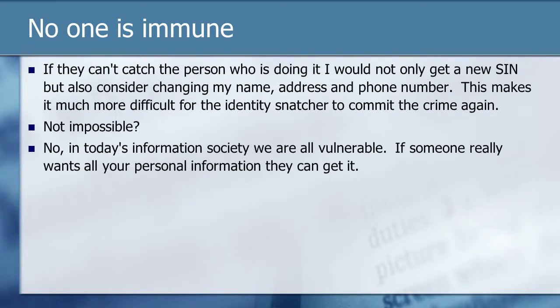So no one is immune to this type of thing, and if they can't catch the person, then a new SIN is the only way to take care of it. There's no real way to stop this kind of thing from happening. In today's information society, we're all much more vulnerable. If somebody really wants information, they're going to be able to get it.